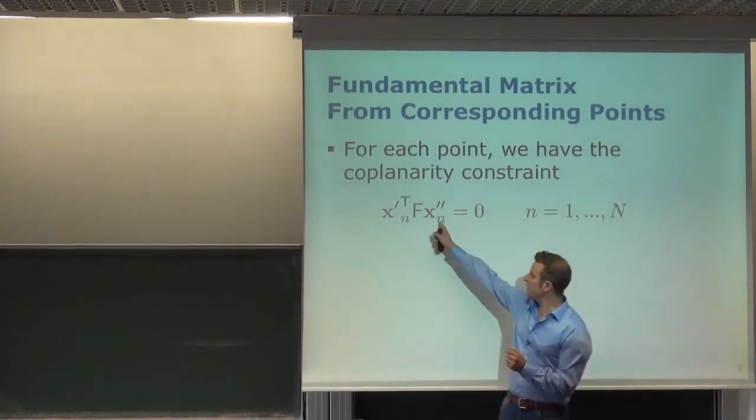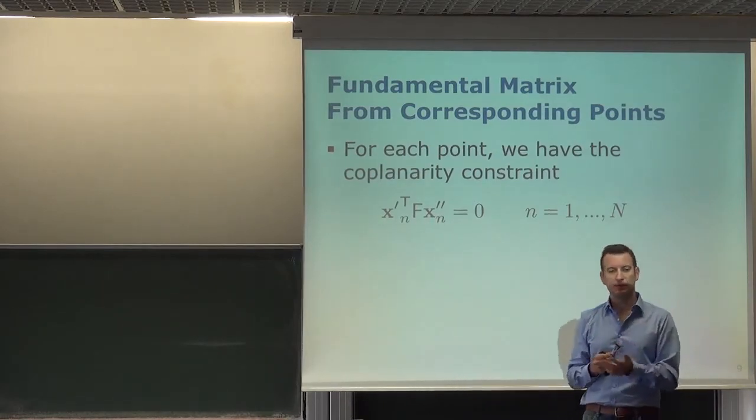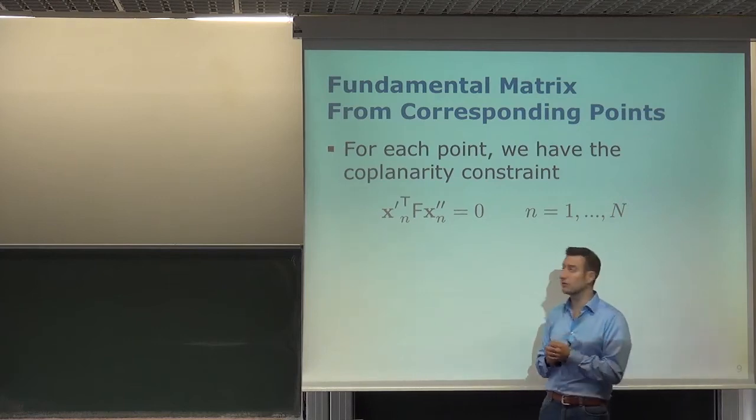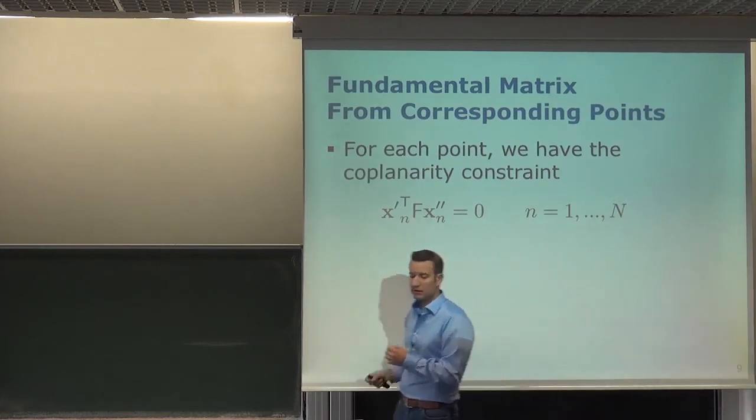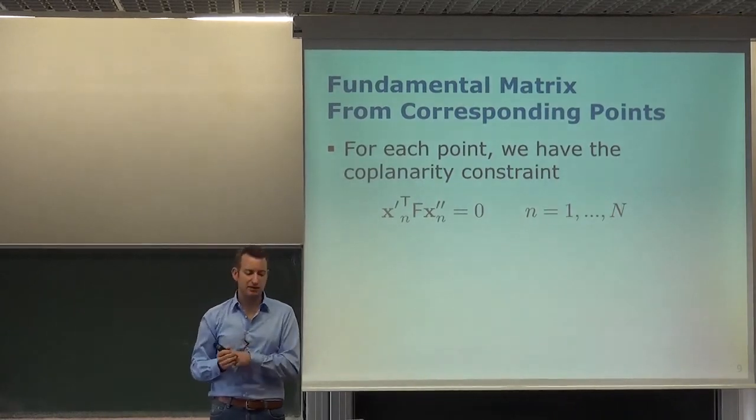So these x are given. These are our corresponding points. We know the pixel locations. And F are our unknowns. So the elements of this matrix are the unknowns that we want to estimate.